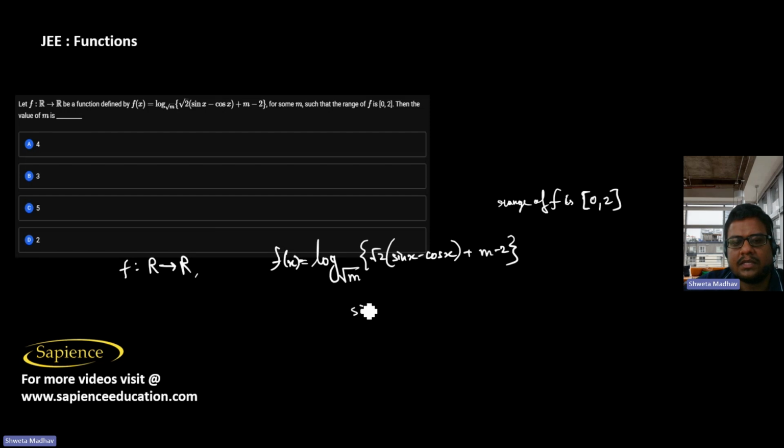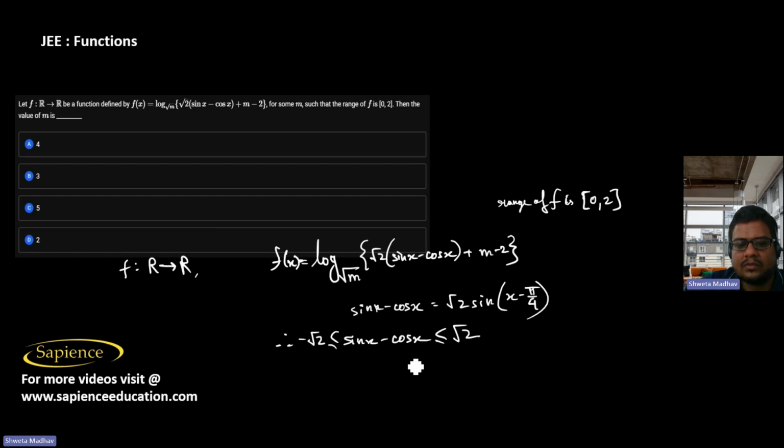Now, as we know that sine x minus cos x can be written as root 2 into sine x minus pi by 4, since I can write it root 2 into sine x cos pi by 4 minus cos x into sine pi by 4. Therefore, its minimum value will be minus root 2 and maximum value will be plus root 2. So root 2 into sine x minus cos x will go from -2 to +2. The range of f is 0 to 2, that we have to use.